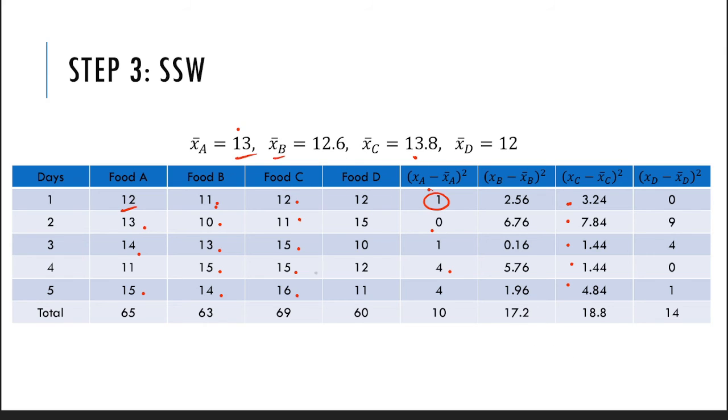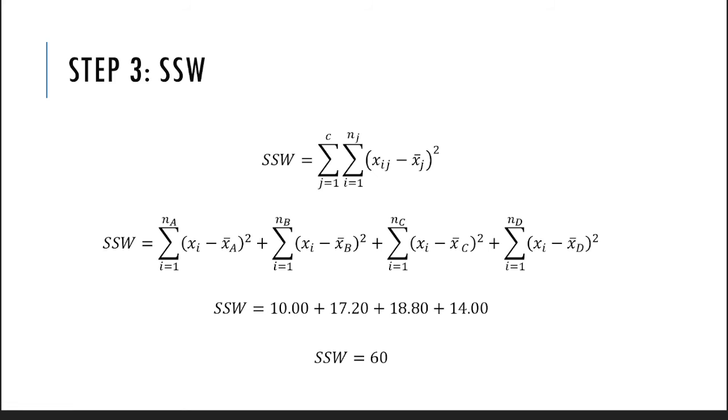So, ang gagawin natin dyan, all we need to do there is just to get the sums ng ating mga data. So, ang sum na sinasabi ko, that will be 1 plus 0 plus 4 plus 4 plus 4, that will be 10. Same for 2.56 plus 6.76 plus 0.16 and the like. Kaya nakuha yung 17, yung 18, at saka yung 14. So, gagawin lang natin ngayon is we just need to get the sum of all of this para makuha natin yung tinatawag nating SSW.